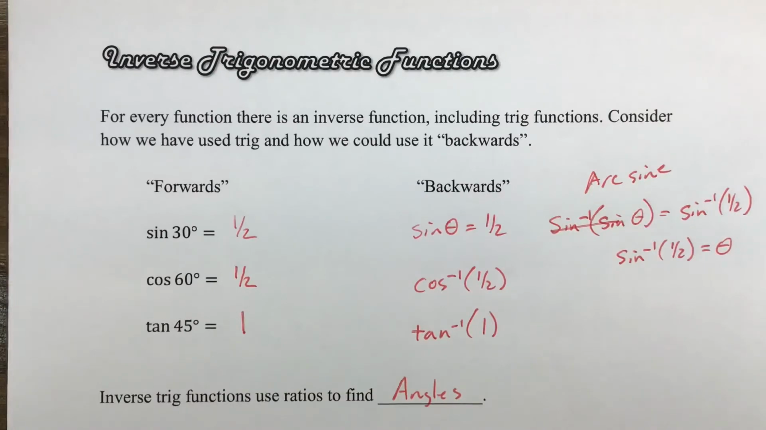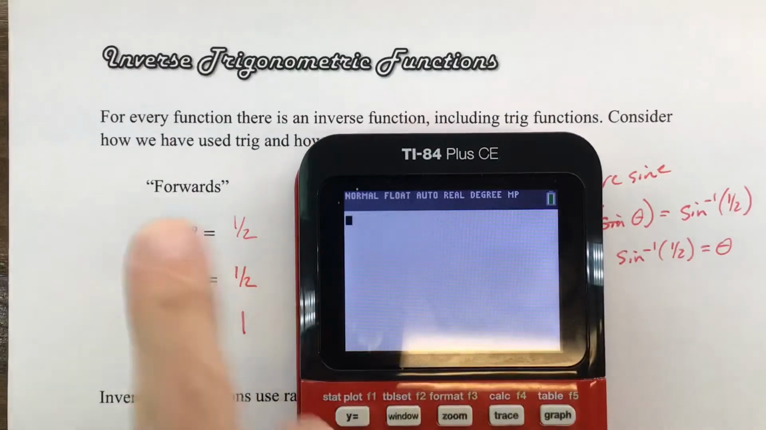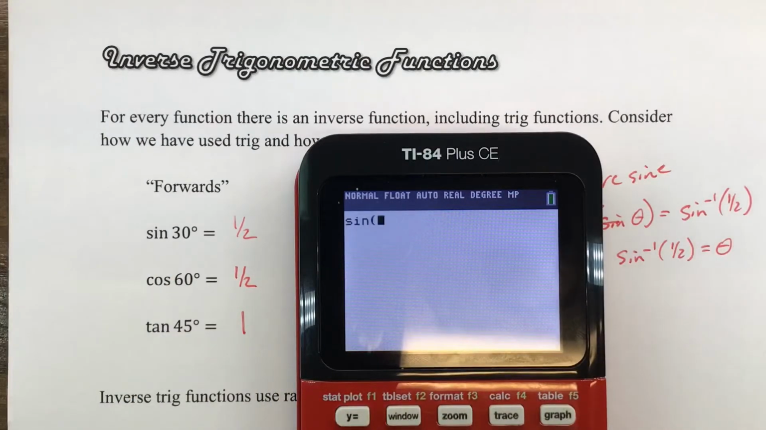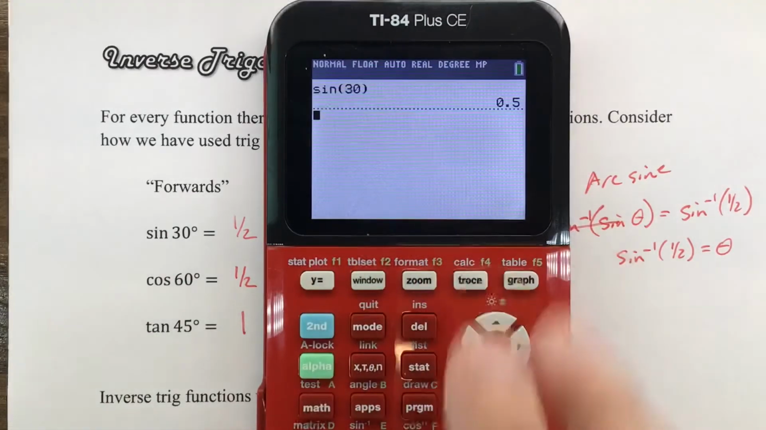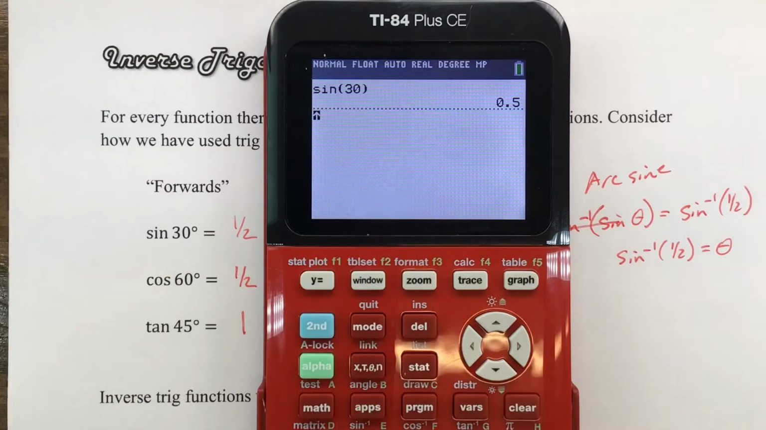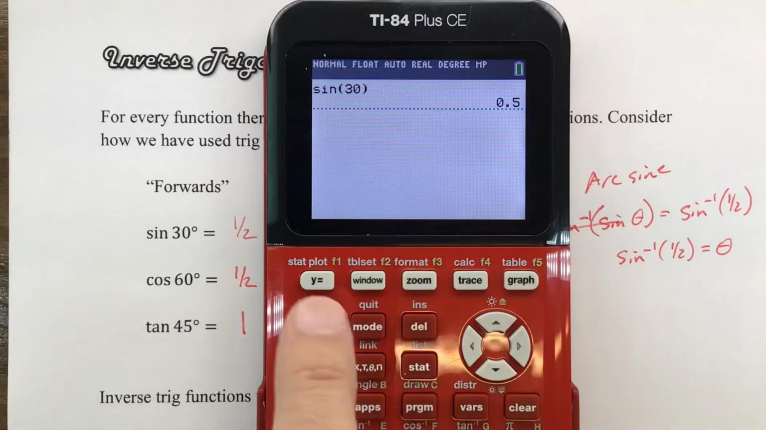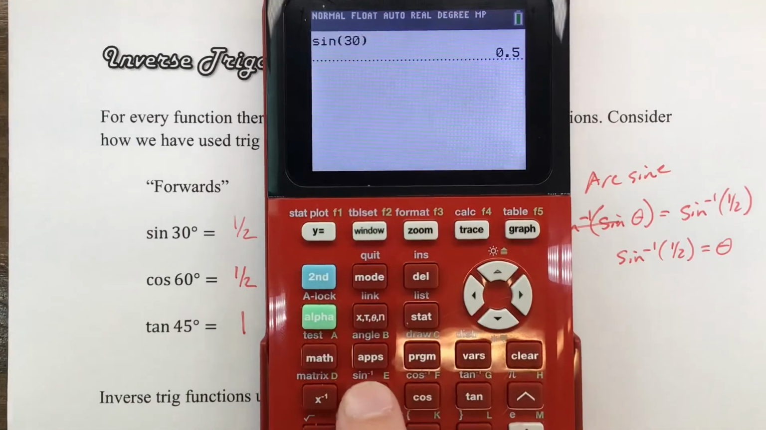Let's take a look at that in the calculator, just so that we can see that it does work. First, the sine of 30 degrees is 0.5, 1/2. Now the claim here is that if I take the arc sine of 1/2, I'll get back 30 degrees. To type that in this calculator, I have to press second. Most calculators, you'll have to do a shift. When you do that, it will allow you to type in the inverse sine or arc sine.